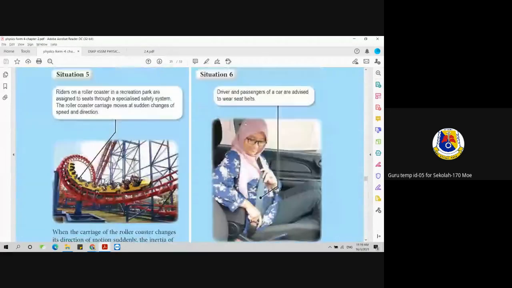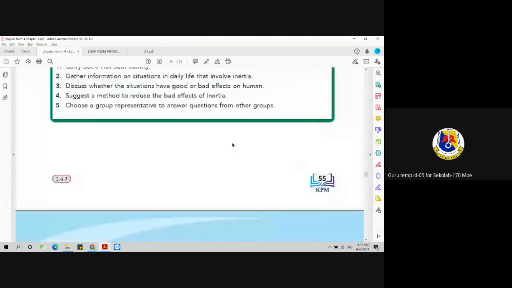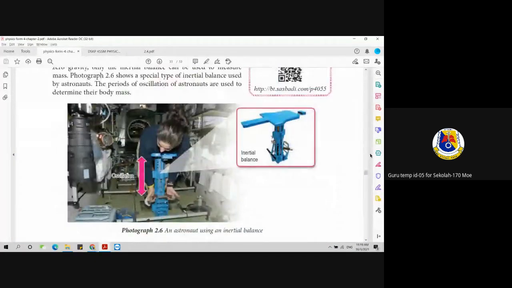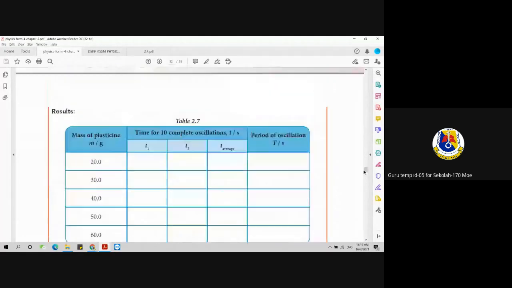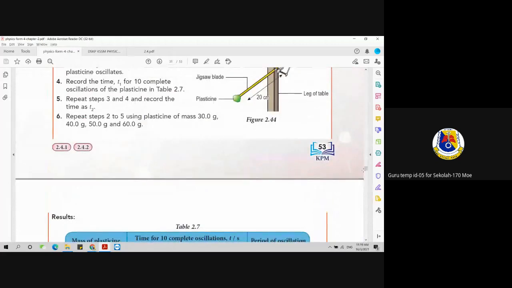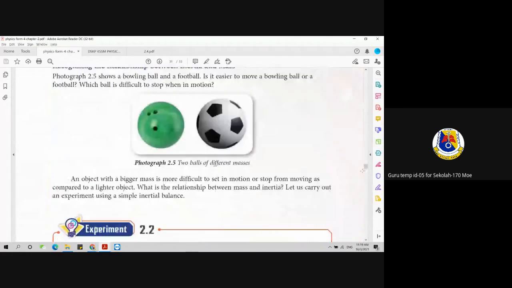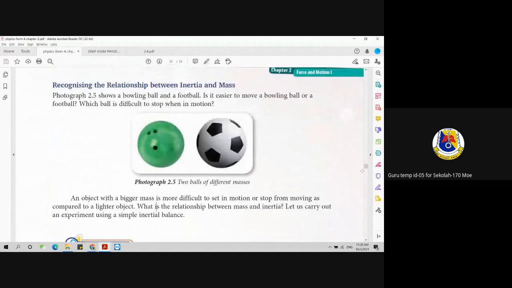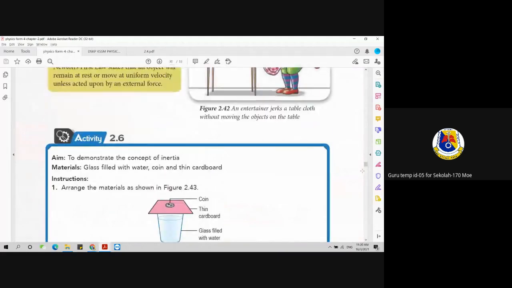So okay, is there any problem with this chapter, inertia? Are you clear about it? So what is inertia? What is the definition of inertia? This is important. Can anyone write it? What is the definition of inertia? Simply revise about the inertia.